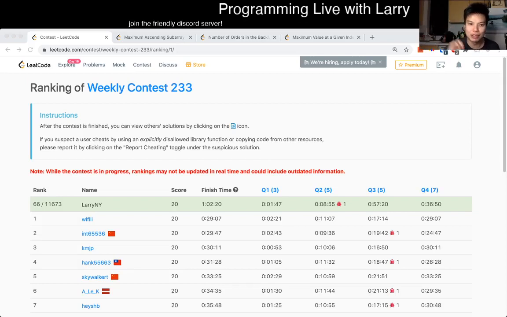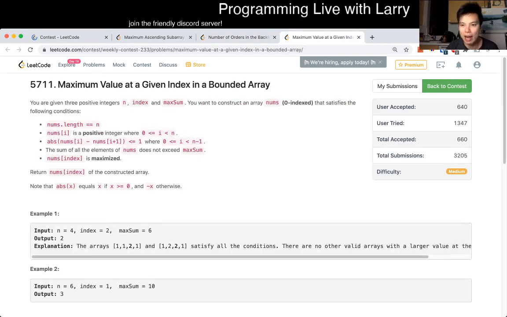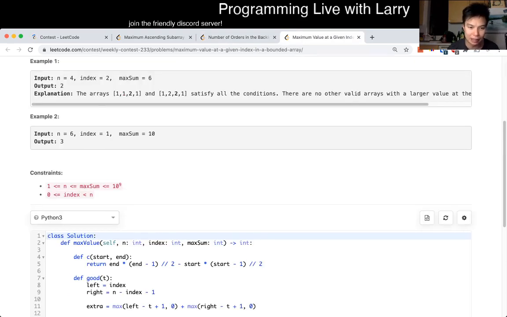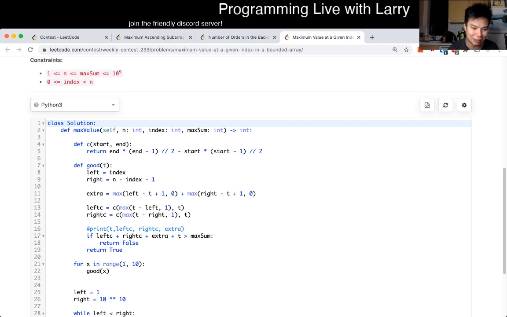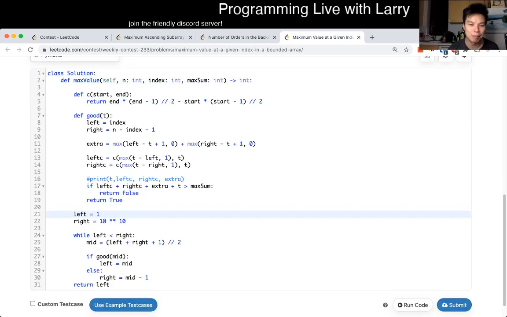This is me going with Q3 of the weekly contest 233, Maximum value at a given index in a bounded array. So this is a binary search problem. I had a lot of struggles with this, mostly because of a typo that I didn't catch. And also I had some debugging code that I actually left in the submission. Whoopsie daisies, as you can see.